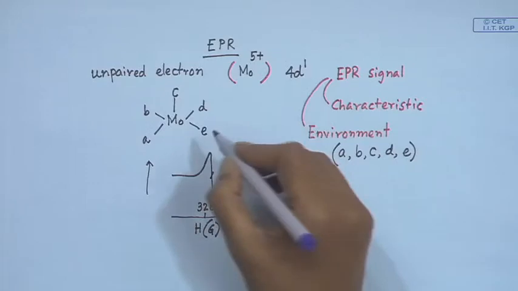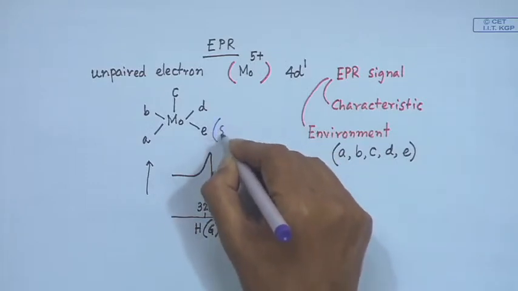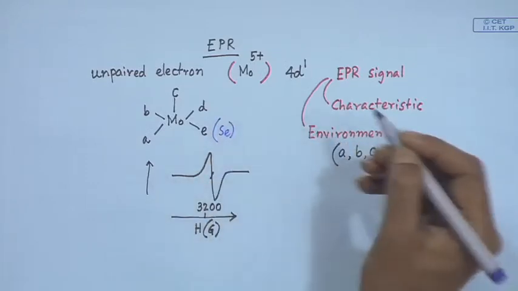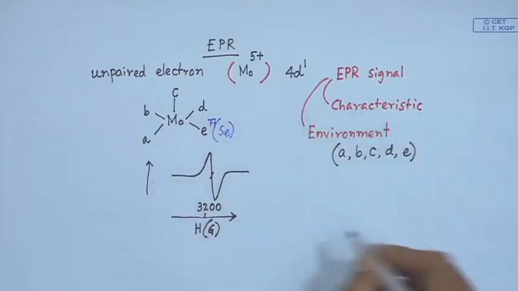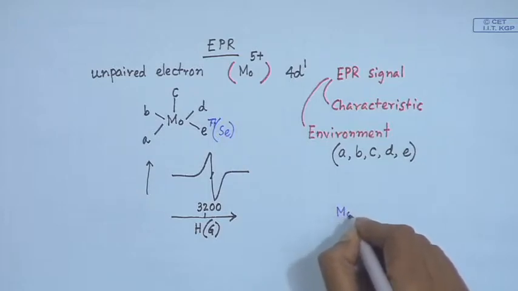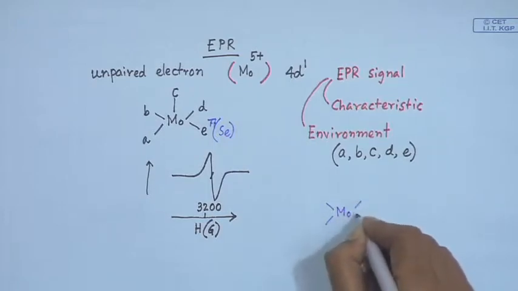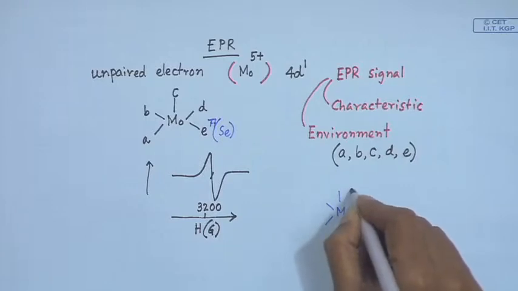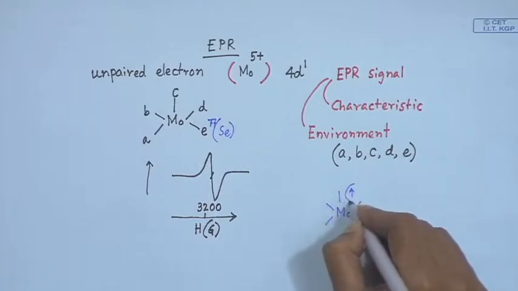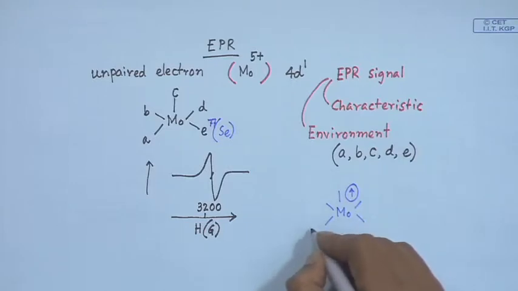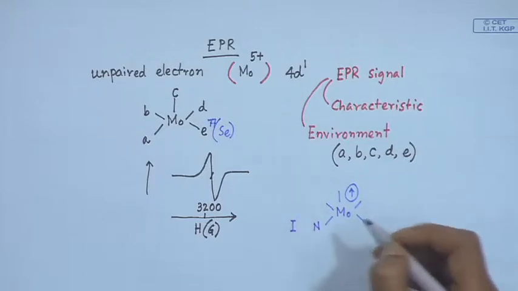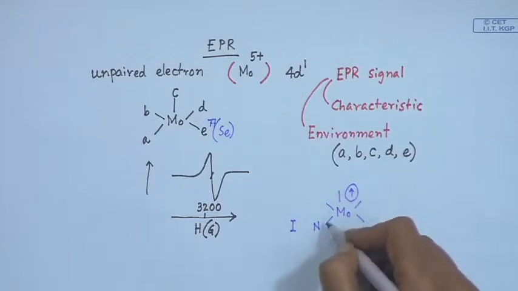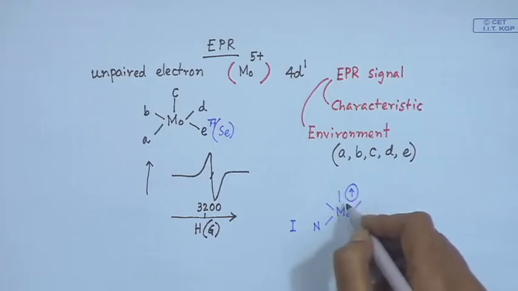So, one of these groups is the selenium group, and interestingly selenium 77, because in some cases also we will find molybdenum having one unpaired electron in a pentacoordinated form. If you have one unpaired electron and a donor atom like nitrogen having some I value, then with that I value it can give the corresponding hyperfine splitting.